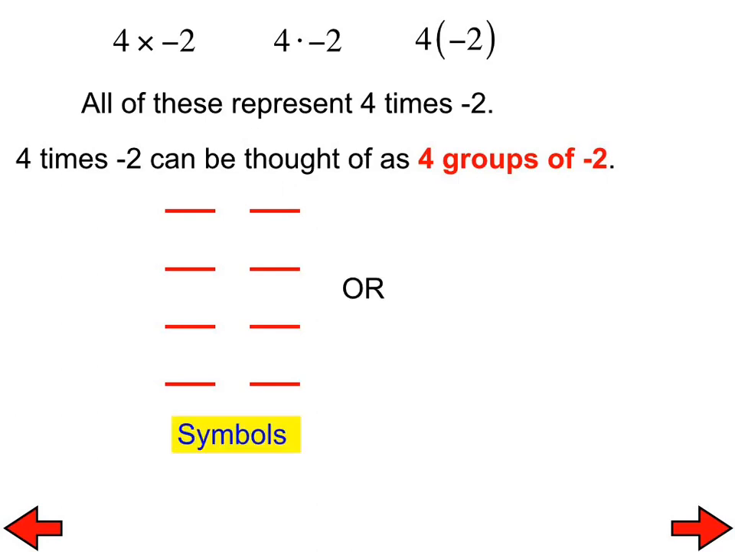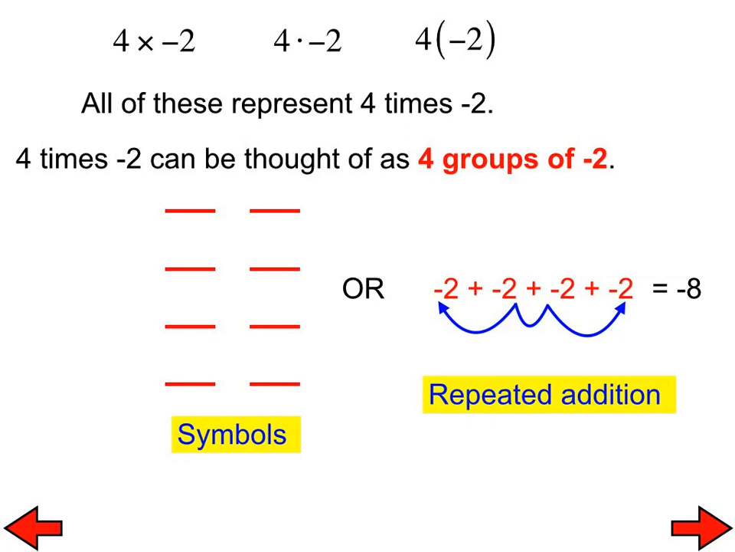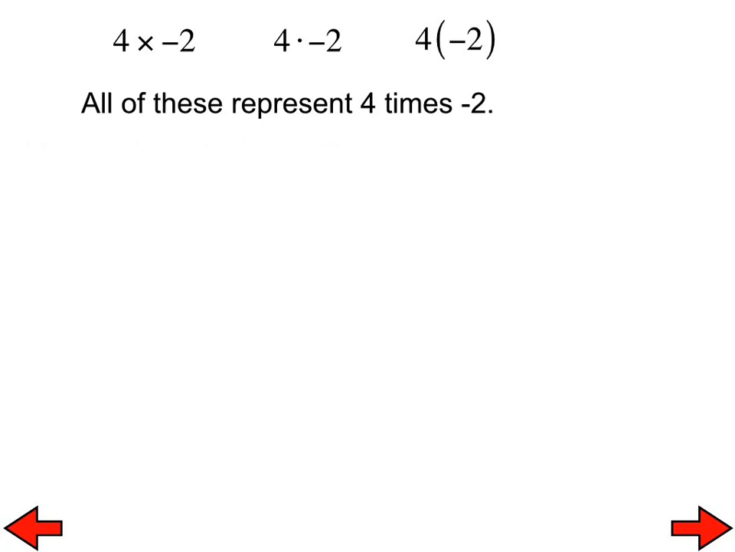And then we could also use repeated addition like you learned how to do in the 3rd grade. 4 groups of negative 2 means we have 4 negative 2's that we're adding together. And as we already saw from adding integers together, that would give us negative 8. So we've now proven in 2 different ways that 4 times negative 2 is negative 8.